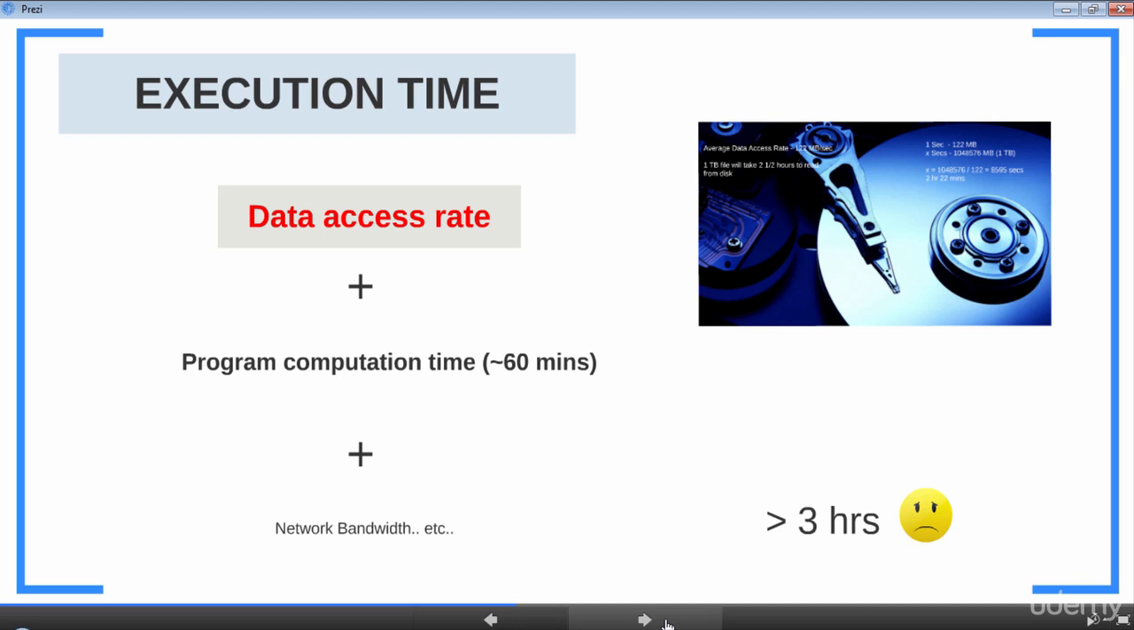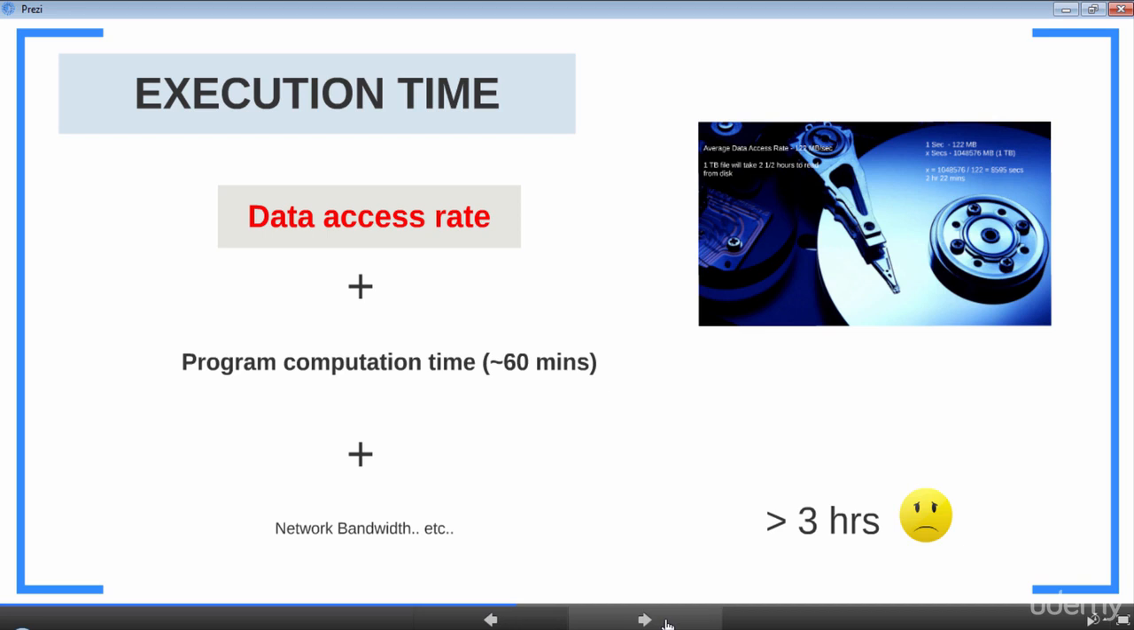Let's break this down. The majority of the time you spend calculating the result set will be attributed to two tasks. First is transferring the data from storage or hard disk drive, which is about 2.5 hours. And the second task is the computation time, right? That is the time to perform the actual calculation by your program. Let's say it's going to take about 60 minutes. It could be more or it could be less.